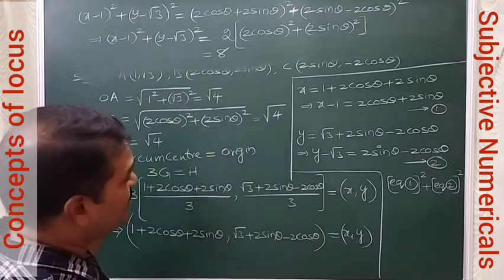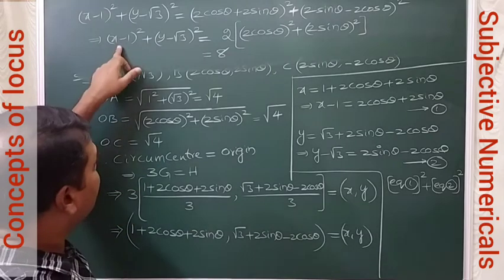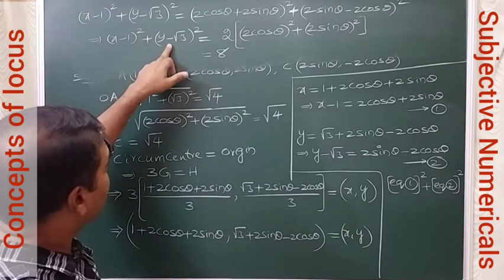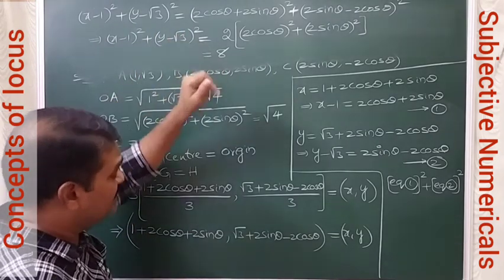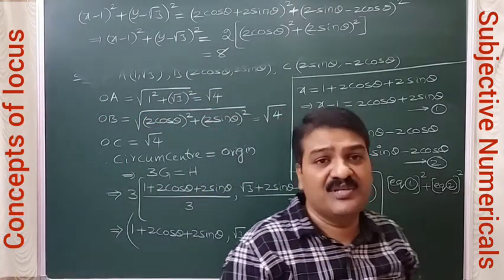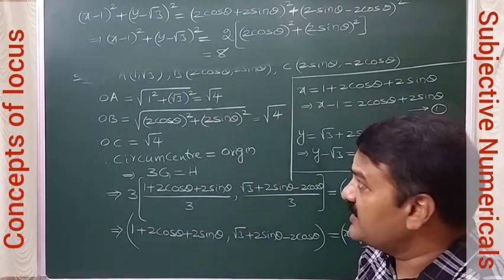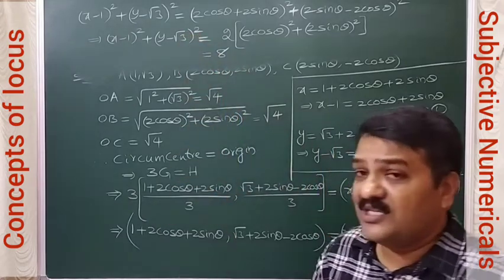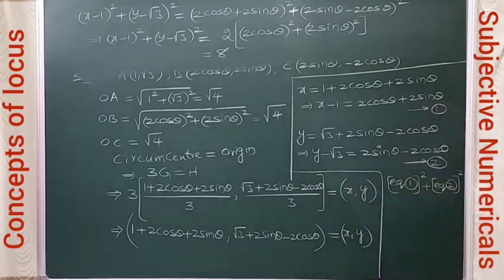So the locus of (x, y) is (x−1)² + (y−√3)² = 8. This is the equation of the locus, and geometrically this represents the equation of a circle. Okay, so let us go to the next problem now.